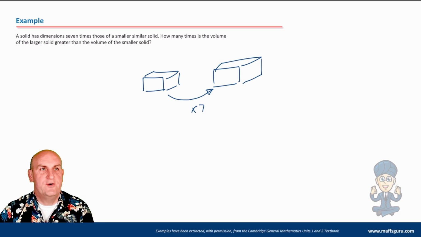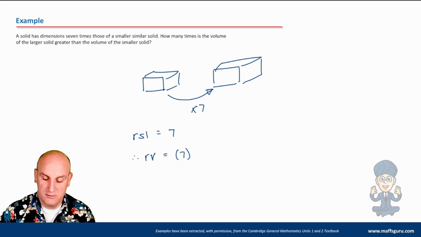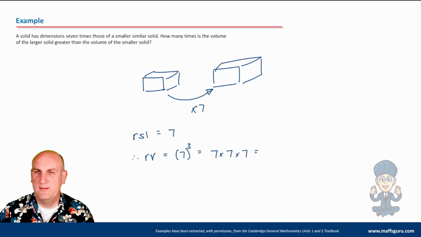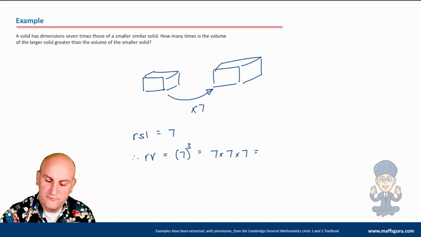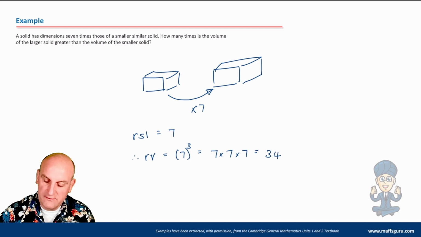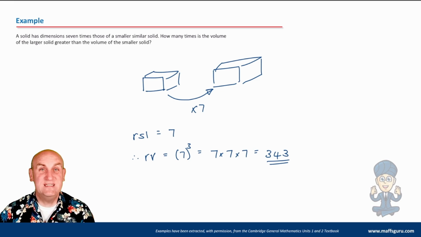How many times is the volume of the larger solid greater than the smaller? Well, I now know that my ratio of side lengths is 7. So therefore, my ratio of volumes would be equal to 7 to the power of how many dimensions is the shape? 3 dimensions, so cubed. 7 times 7 times 7, which is way too big a number for me to do in my head. So I'm going to do it off my calculator. 7 times 7 times 7 gives me 343 times bigger. That's massive.